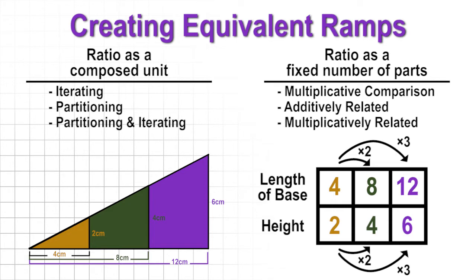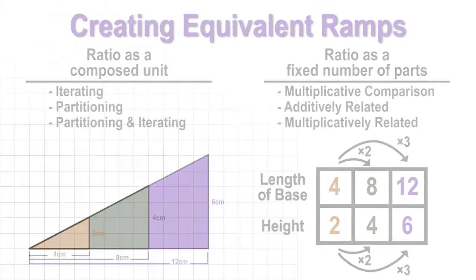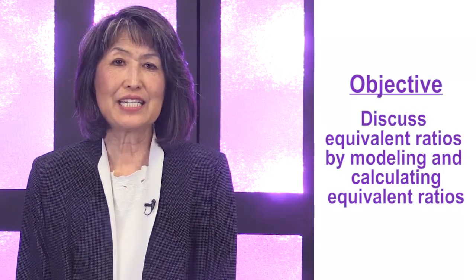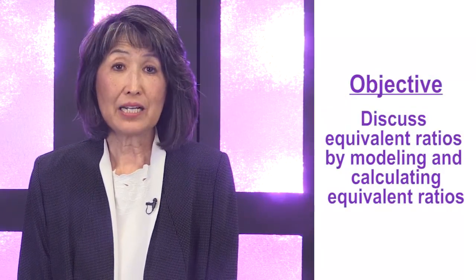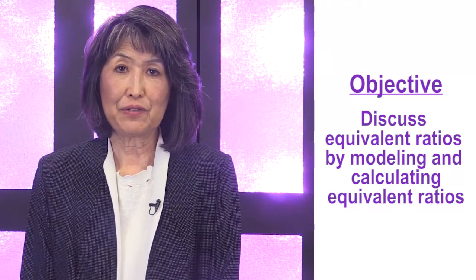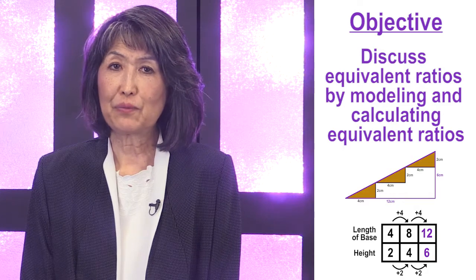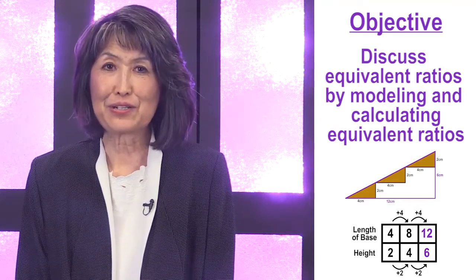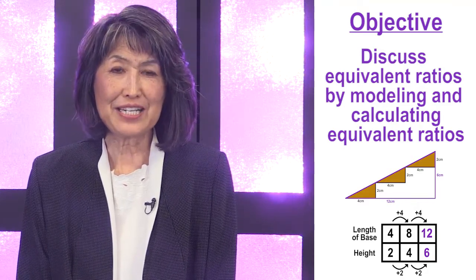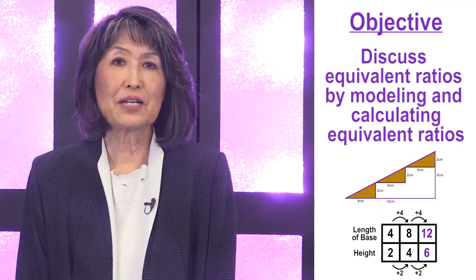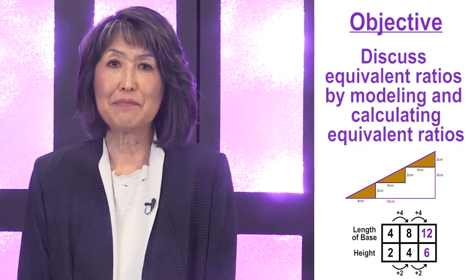Students will continue to create a variety of ramps using equivalent ratios, making larger ones and smaller ones, and comparing them. The objective of this lesson was to discuss equivalent ratios by modeling and calculating equivalent ratios. We met this objective by having students model equivalent ramps using equivalent ratios. Students learned different strategies for creating larger and smaller ramps by iterating or partitioning ratios and using tape diagrams.